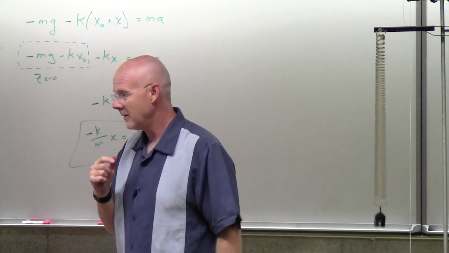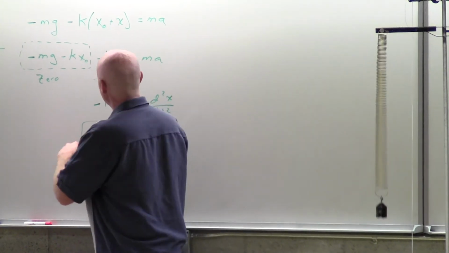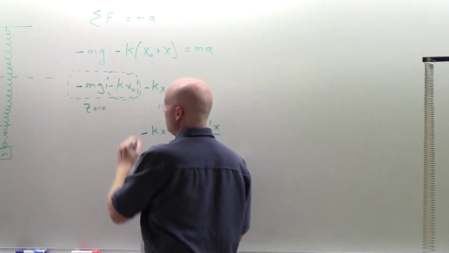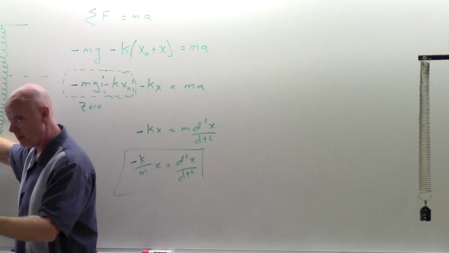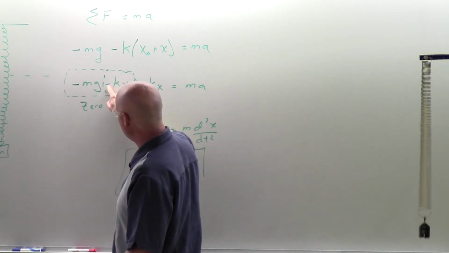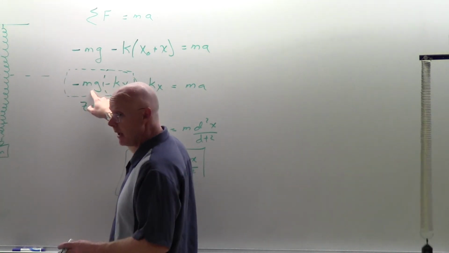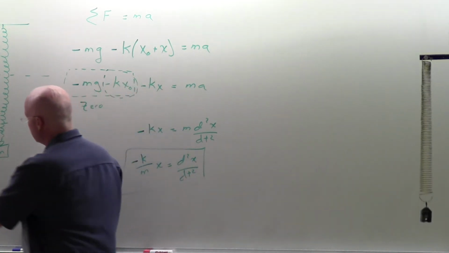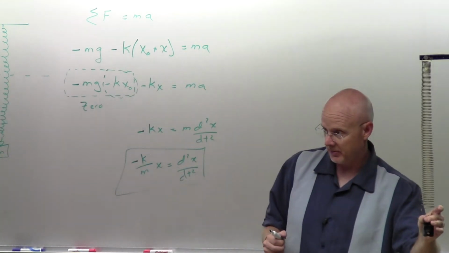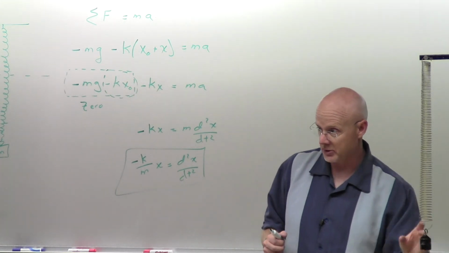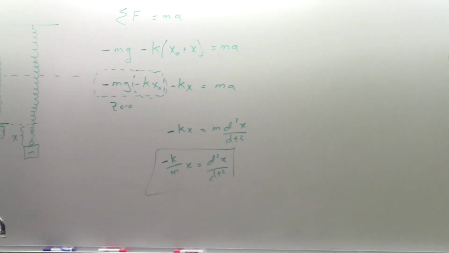Can you explain why negative mg minus kx naught is equal to 0? This, when you pull down, means x is a negative number. A negative and a negative make that a positive. A positive with a negative cancel. They exactly cancel because my definition of x naught is at static equilibrium. Yeah. Was that your question? Yeah. Yes, because it's static equilibrium is the short answer. Fair enough?